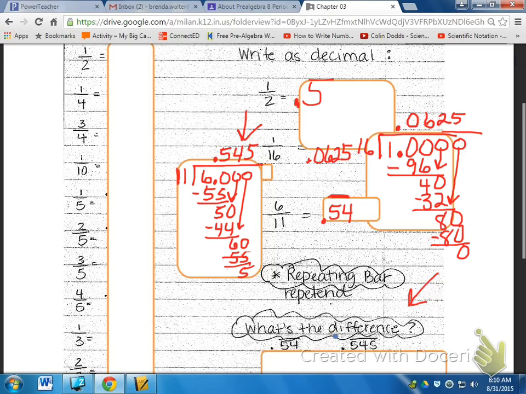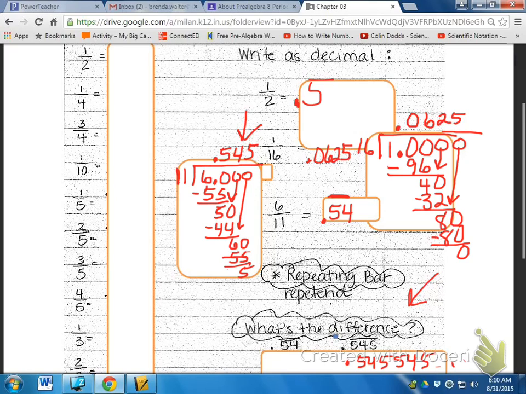Can anybody tell me what the difference is? What's the difference between 0.54 repeating, which is what the real answer is, and 0.545 repeating? Tori. 0.545 repeating would be 0.5455455. It'd throw an extra 5 in every time, wouldn't it? Yeah, this one would be 0.545545, and that's not what it is. That would not be equivalent to what we've got up there.